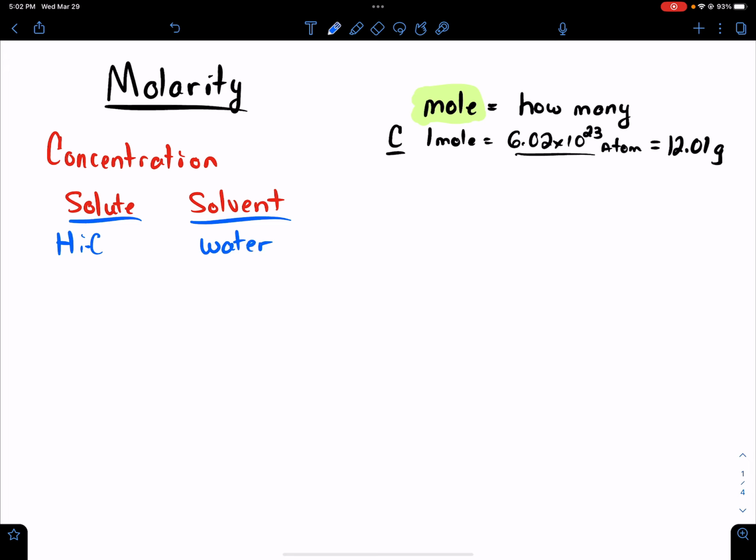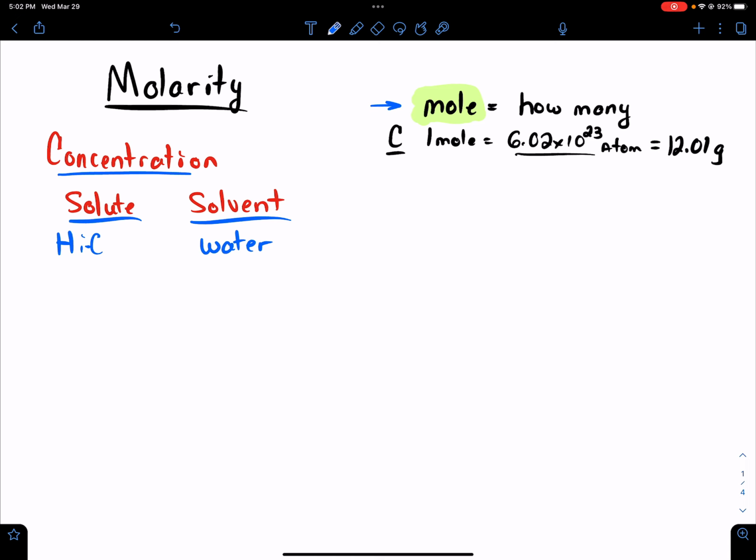water. Now, some of you like your Hi-C or your drink mix to be a little sweeter. Some of you don't. What that is related to is your concentration. The amount, and remember, the term amount refers to moles. How much sugar are you putting into your Hi-C fruit drink mix in comparison to your water, your solvent?